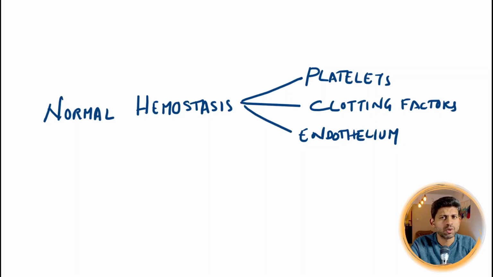In the previous video, we saw the sequence of events in hemostasis. Now let's look at who actually does what and also how hemostasis is controlled. Mainly, we look at platelets, some clotting factors, and the role of endothelium.